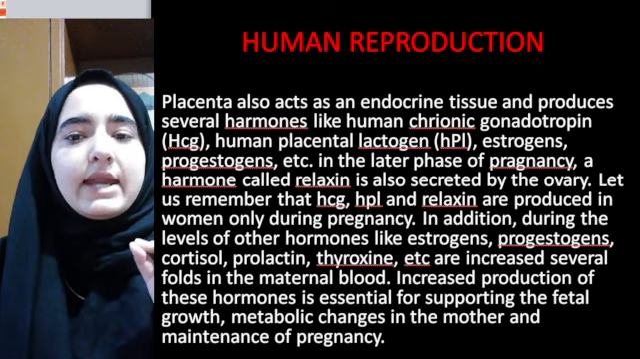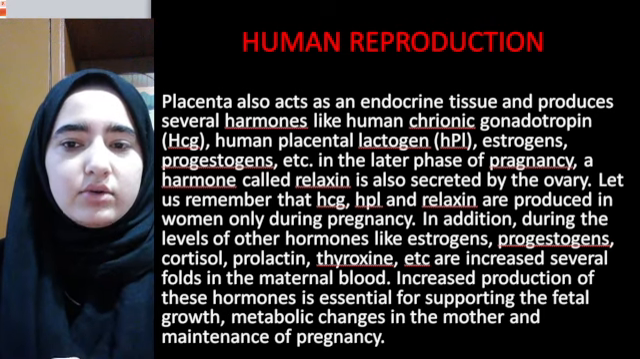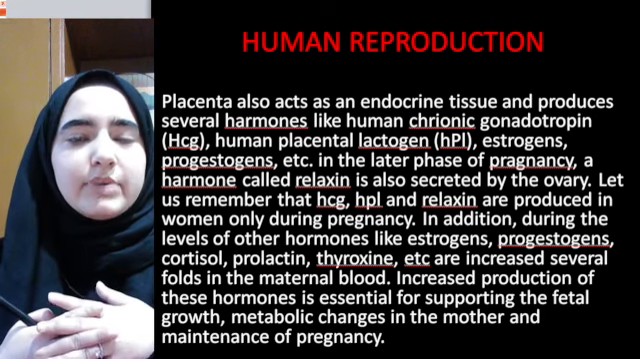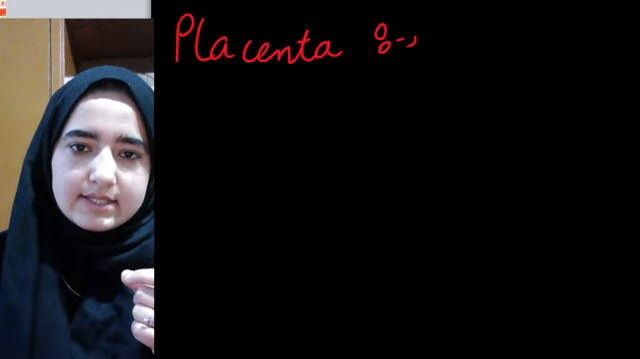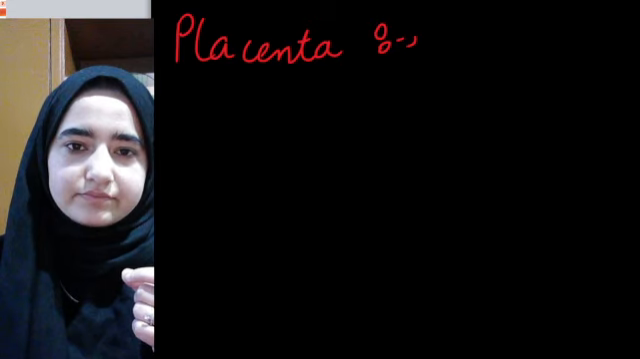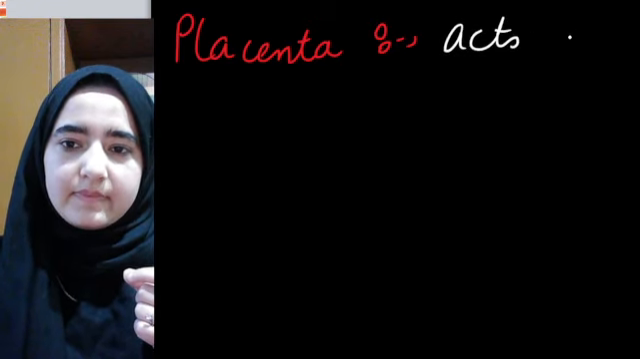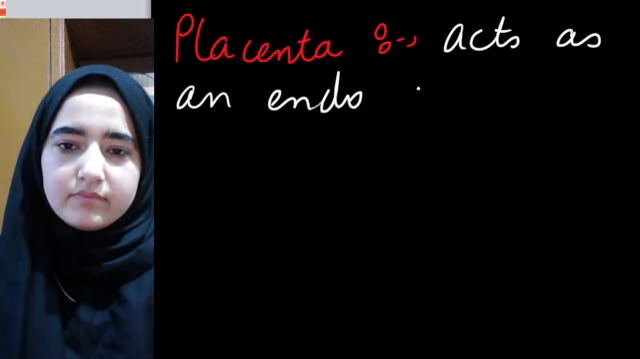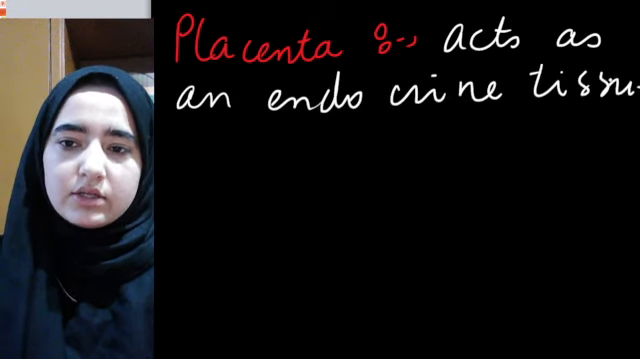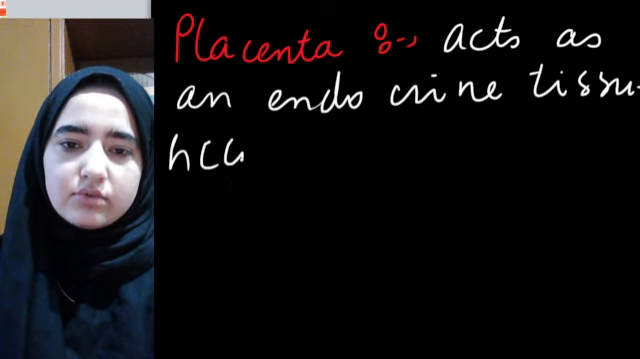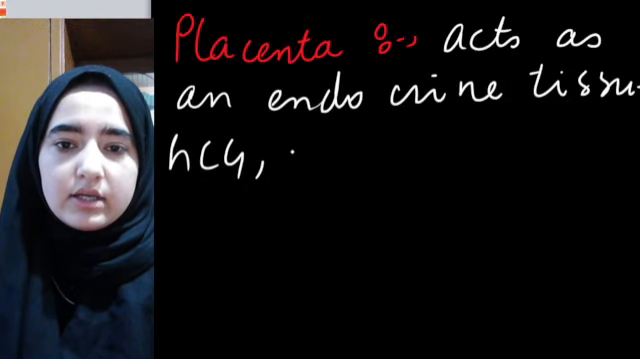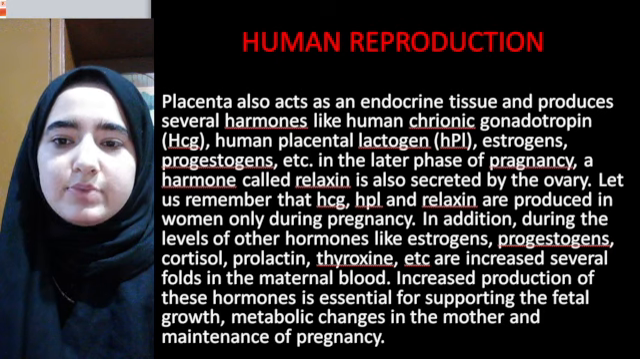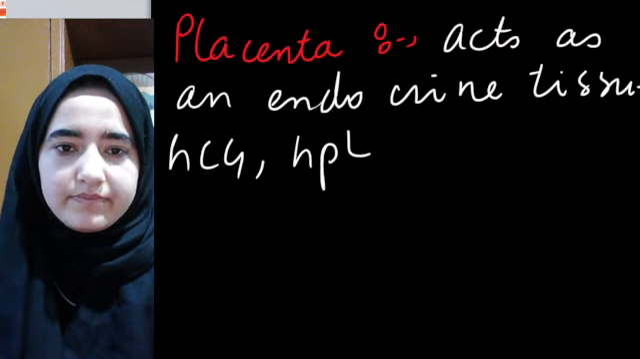Placenta also acts as an endocrine tissue. How? Because it produces several hormones, like human chorionic gonadotropin, HCG, and human placental lactogen, HPL. It produces estrogen and progesterone.